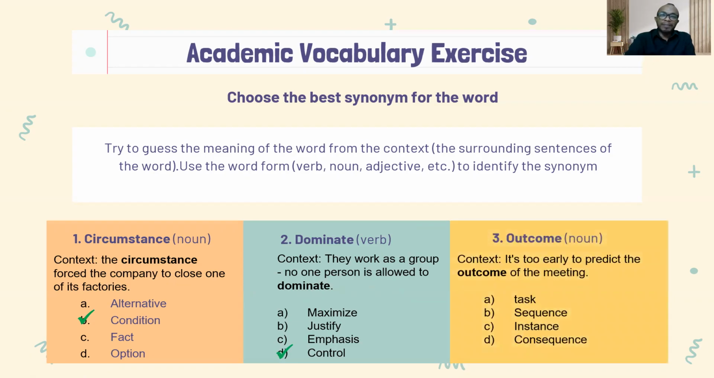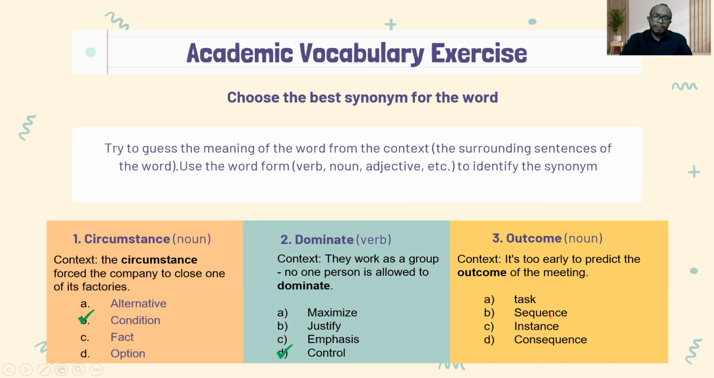What do you think is the best synonym? Okay, so what is it? Let's see. It's a noun. And from the options here, all of them are nouns. So let's try to guess from the context. It's too early to predict the outcome of the meeting. So outcome is something that you predict. Can you predict the task? It's too early to predict the task of the meeting. It doesn't sound very sensible.